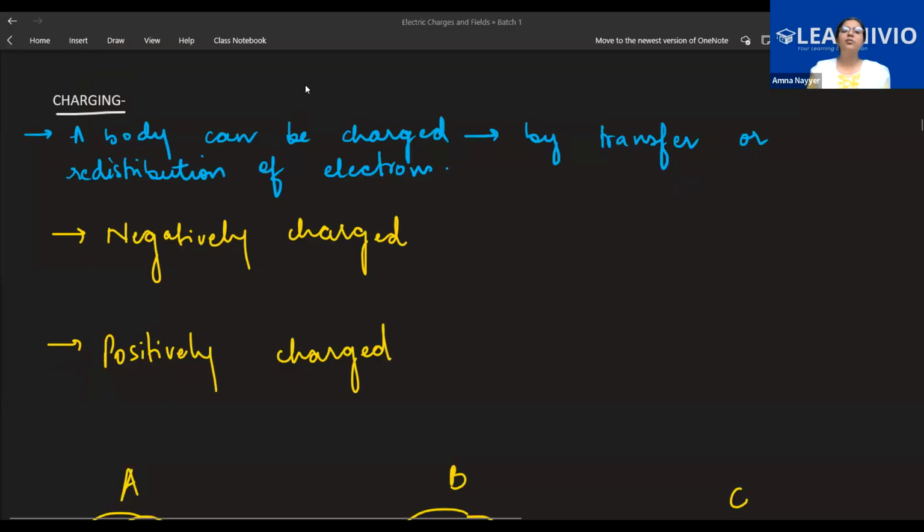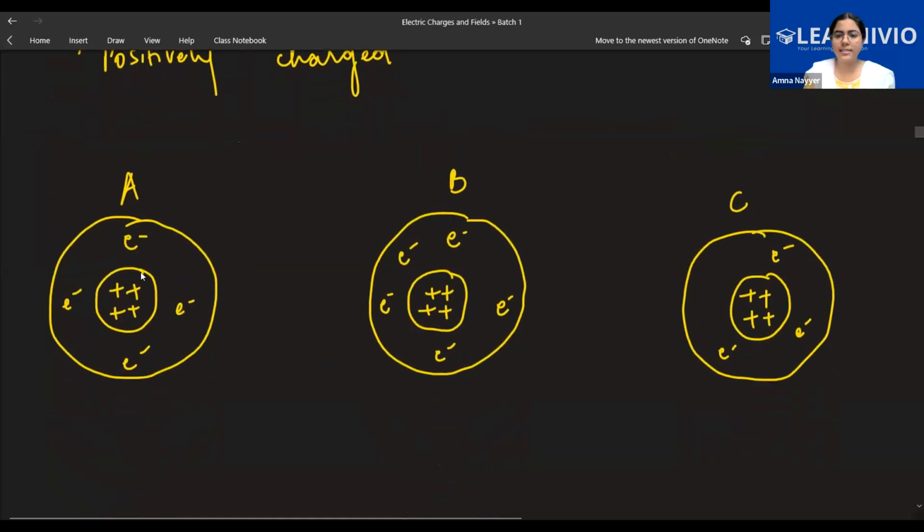See, Ali, now charging, I told you that it's the transfer of electrons. Now, when we are talking about the transfer of electrons, here we are going to talk about the positive, negative, and the neutral body a little in detail. So before that, look at this example.